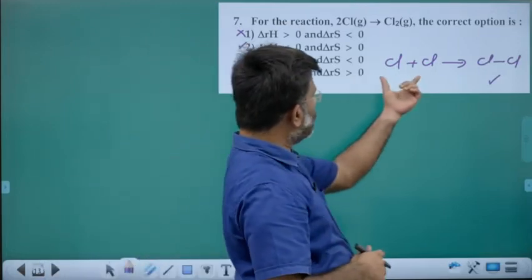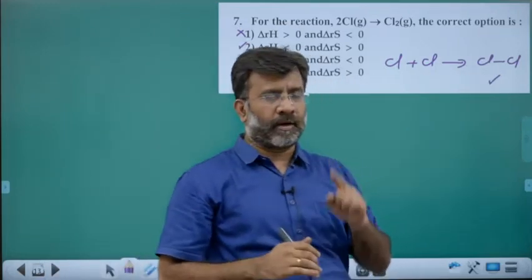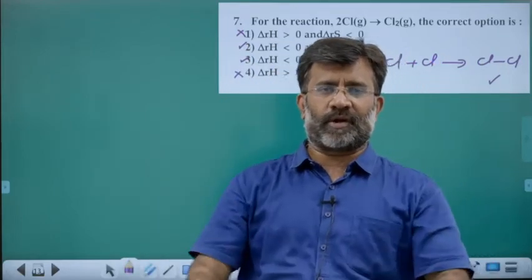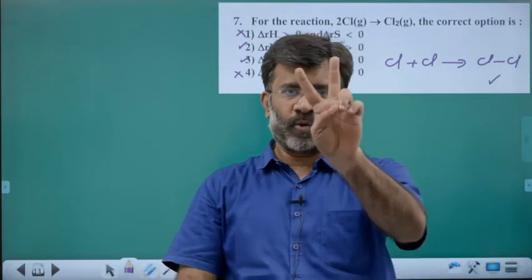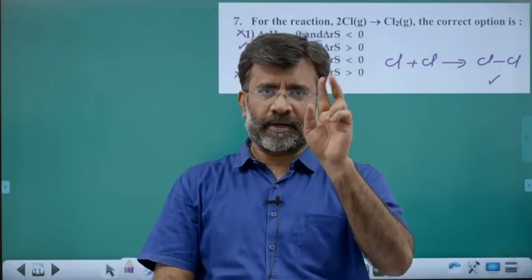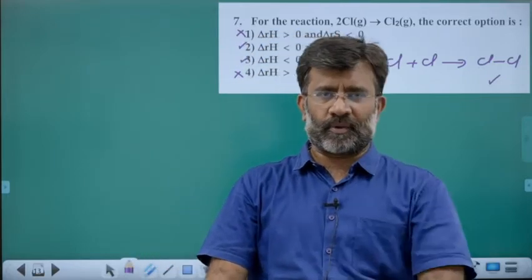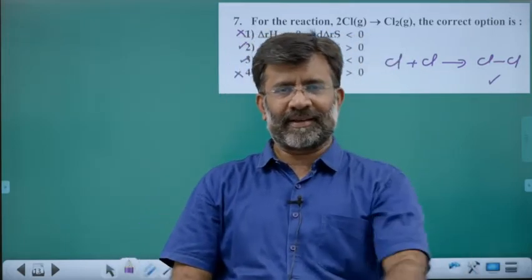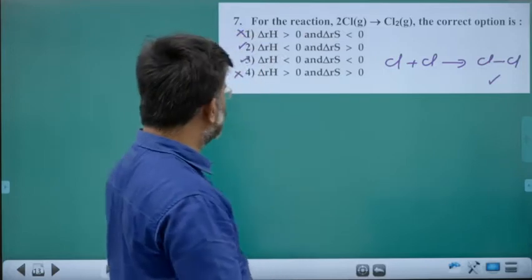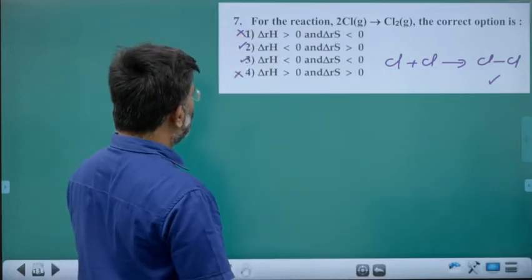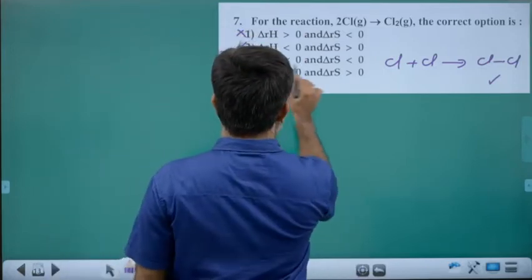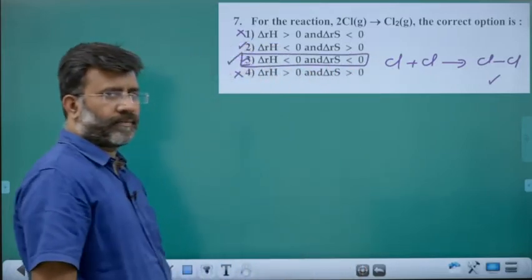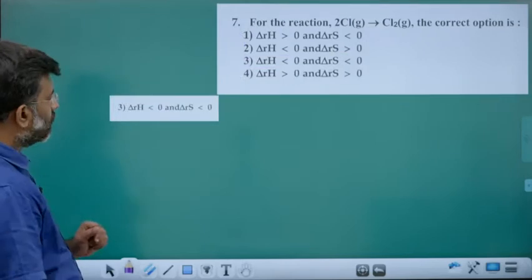Now 2 atoms combine to give 1 particle. 2 particles combine to form 1 particle. What is happening to entropy? What happens to the degree of disorder? It decreases. The degree of disorder decreases. So delta S is also less than 0, and the correct answer is option 3. Simple question. Option 3.